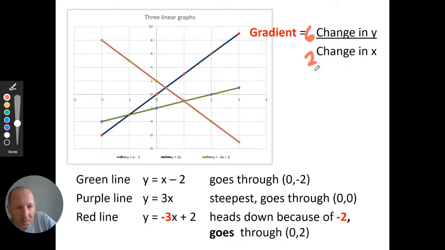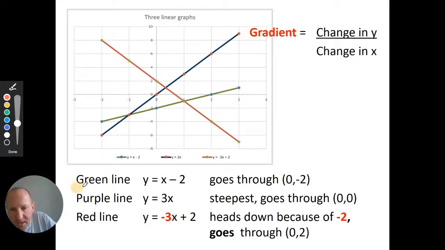So 6 divided by 2, the gradient is 3. And there you can see the equation is y equals 3x. There's no value of c on the end here, and that's why its intercept is at 0. The intercept is (0, 0).